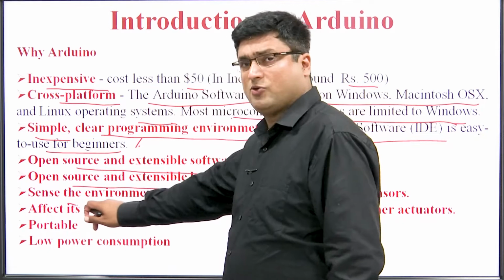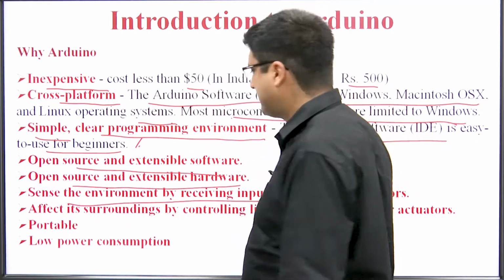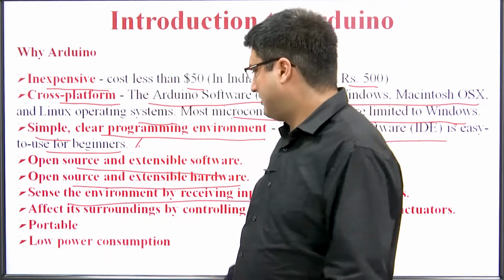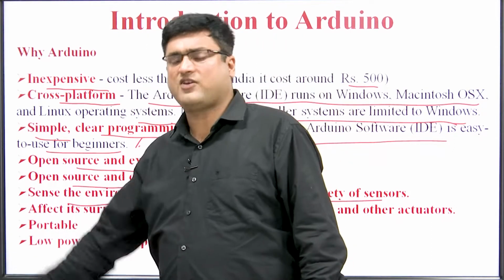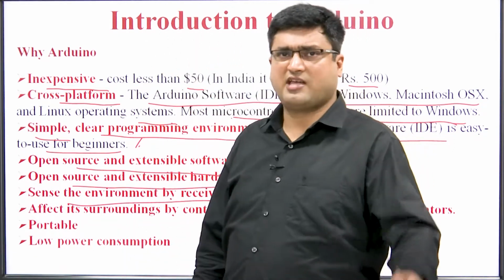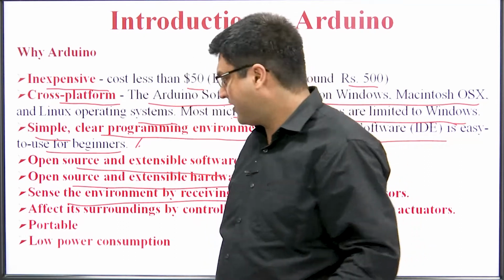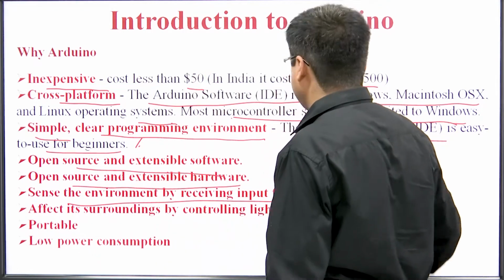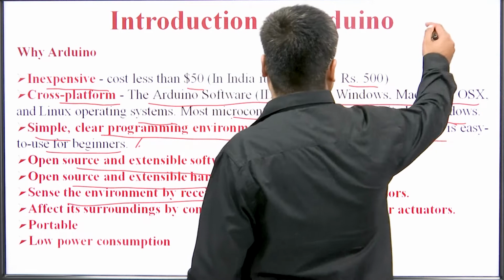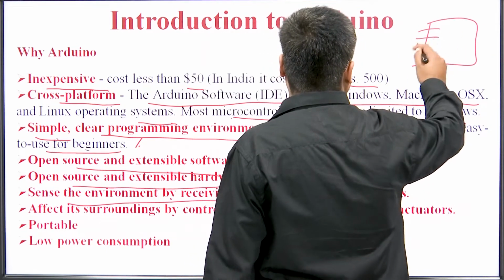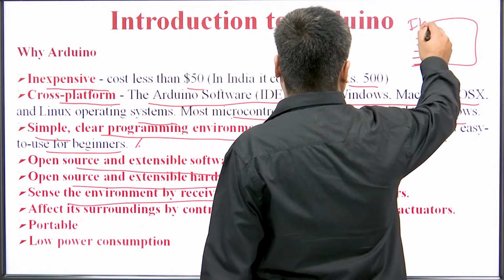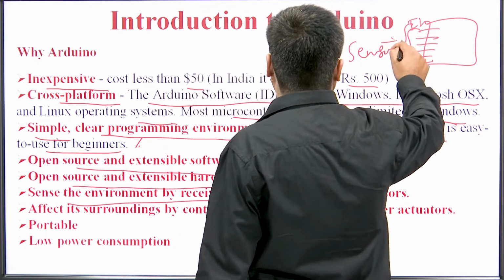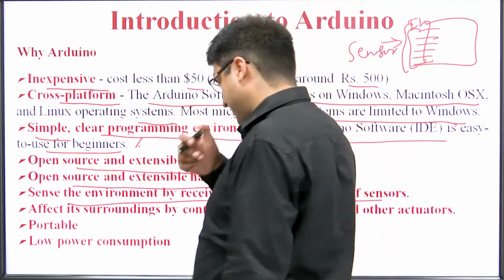It senses the environment by receiving input from a variety of sensors. So, what does it mean? It means that various smart sensors can be integrated or interfaced with the Arduino board, and these sensors can collect data from the environment. For example, this is the Arduino board and it has peripheral units, input output units, and from these units various types of sensors can be connected, and these sensors are responsible for sensing the data from the environment.